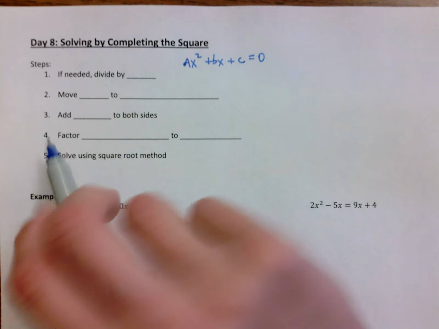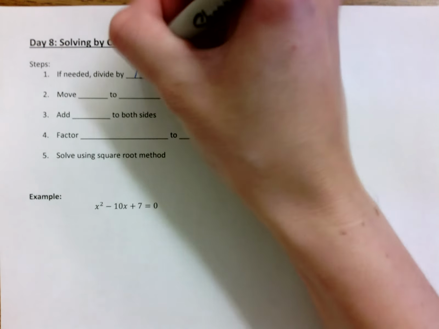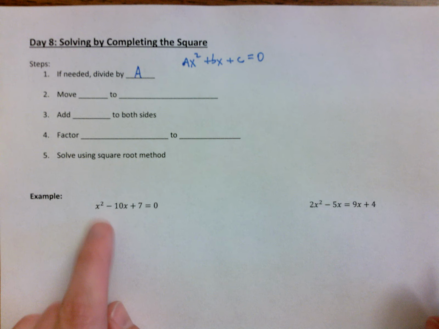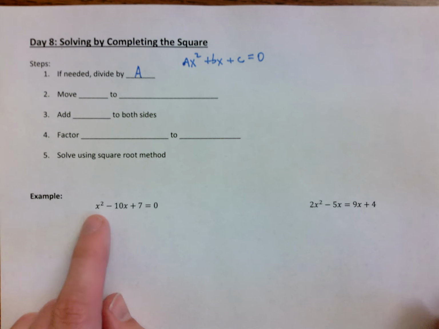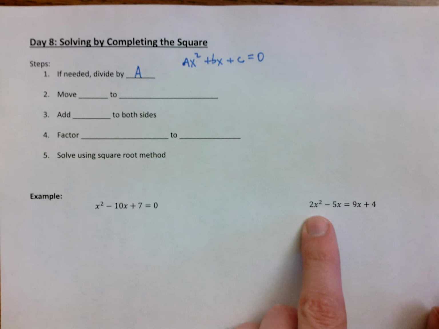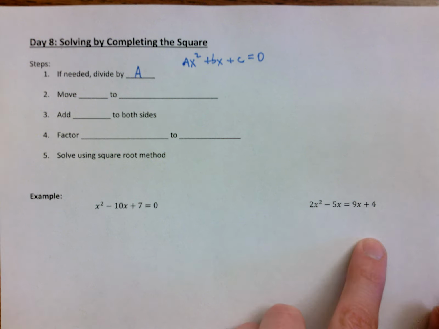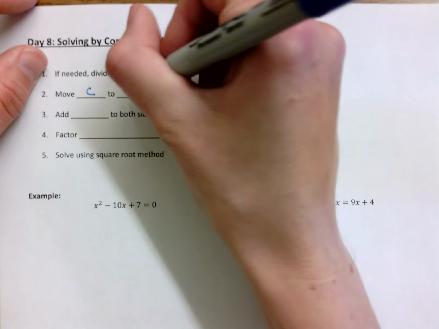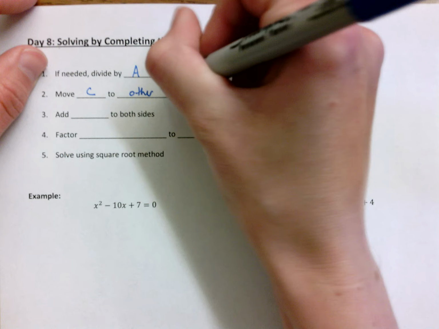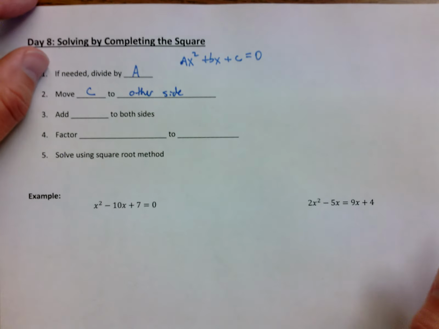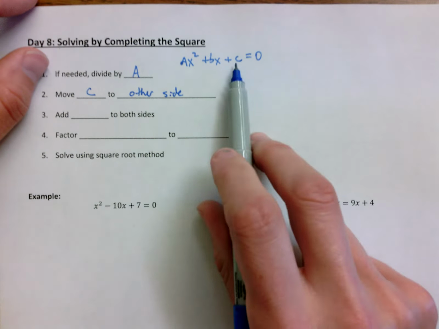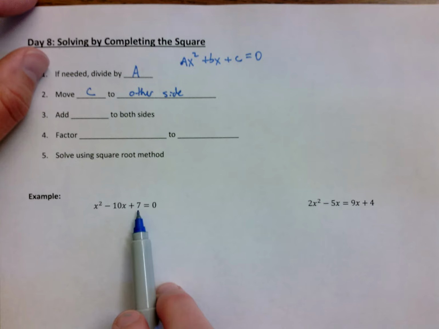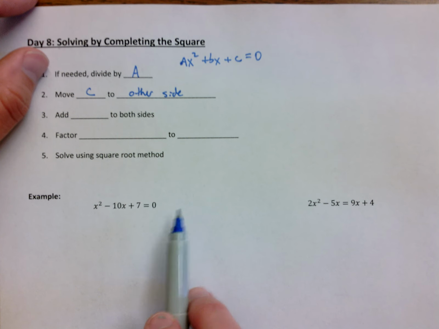Okay, so step 1, if you need to, divide by whatever a is. We always want to start with just a 1x squared. So like this one's all set. This guy, our first step would be to divide everything by 2, because we want to get rid of that and make it an x squared. Once you do that, you're going to move your c term to the other side of the equation, just to get it out of the way. So whatever your constant is, like the 7 in this case, you're just going to move that over to the other side so we don't have to deal with it.